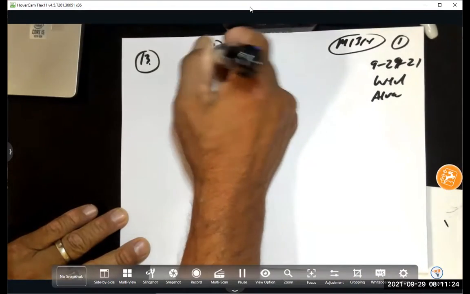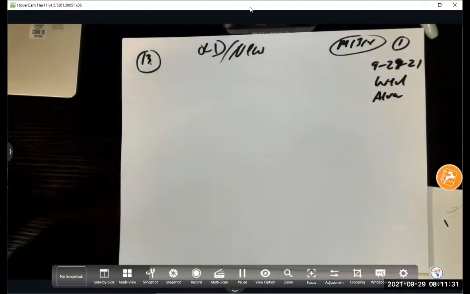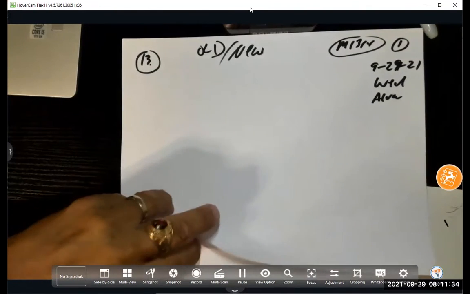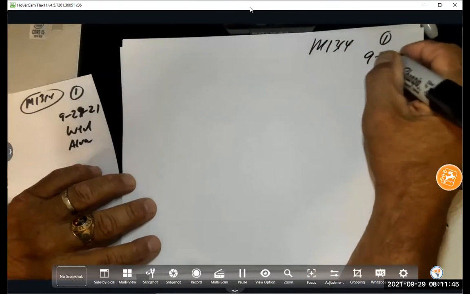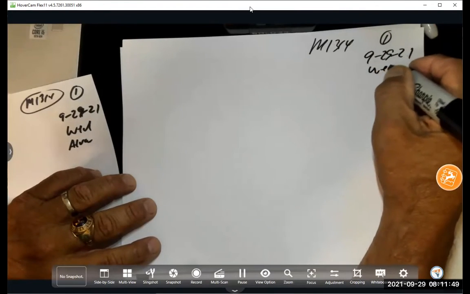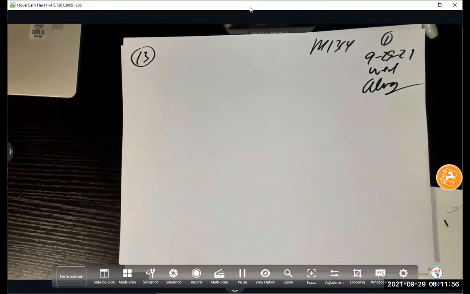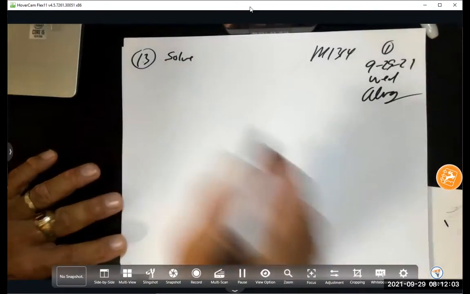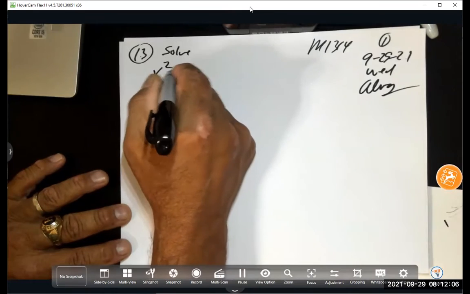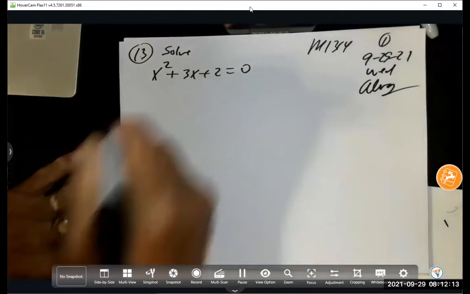All right, let me do the old one first. All right, so I'm going to do this and say solve x squared plus 3x plus 2. Easy one first. The way you did it before, you went like this.